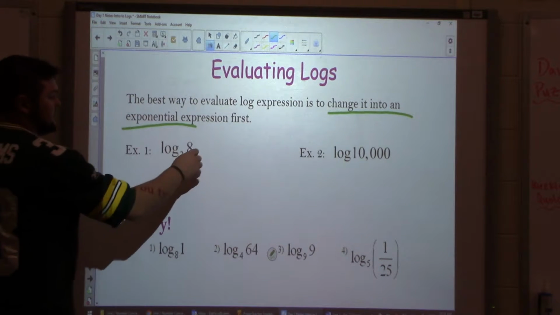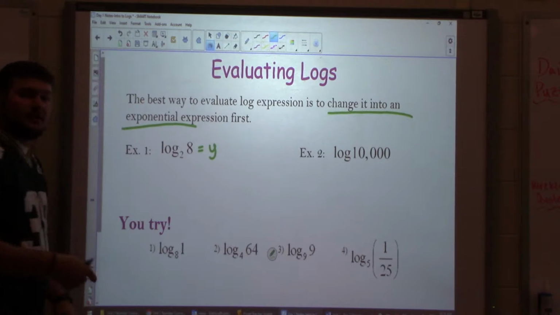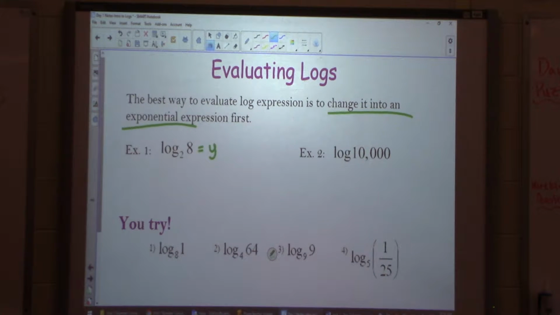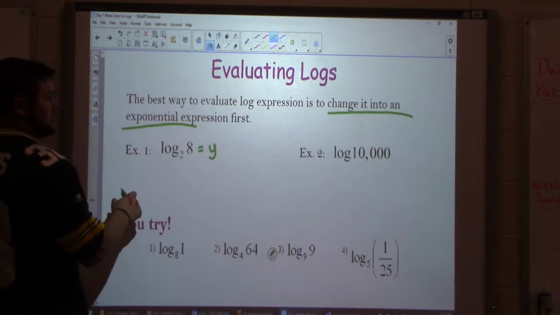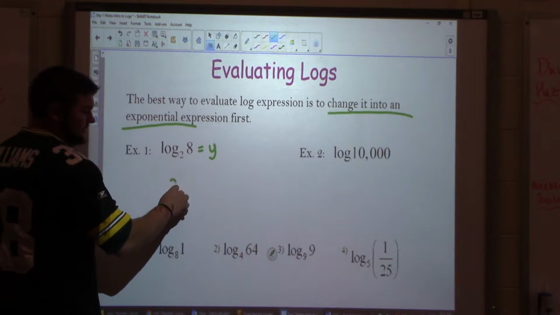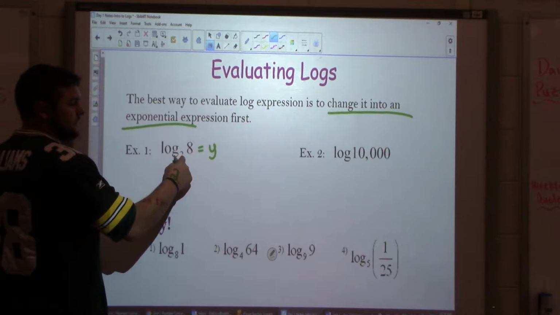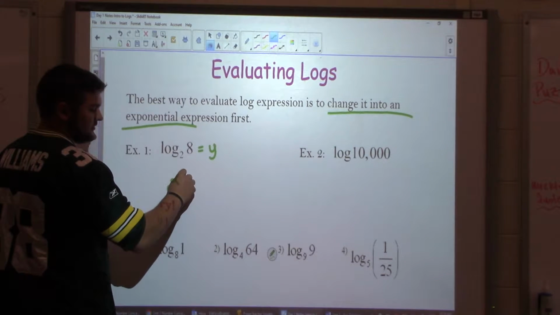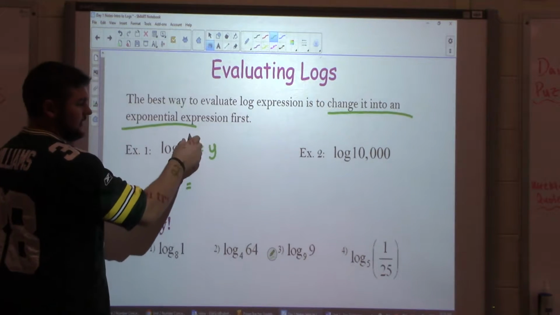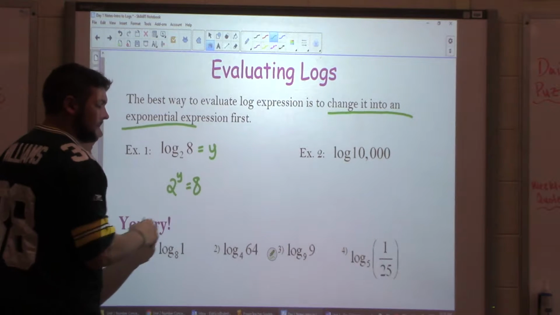So if I do that, I'm just going to set this equal to some variable. I'm going to choose y. If you want to use x, use x. If you want to use m, whatever you want. And I'm going to change it to an exponential. Base of my log becomes the base of my exponent. What my log equals, 2 to the y power. And what I'm taking the log of is what it should equal.